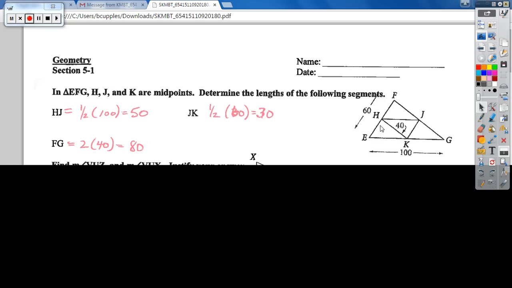Now, this was the mid-segment to the non-intersected segment. If we go from the non-intersected segment to the mid-segment, I want to take half of that. I don't want to double it, I want to take half of it. So 100 divided by 2 gives us 50, and HJ is 50. Doing the same thing over here with EF. EF divided by 2 will be KJ, so KJ is 30.